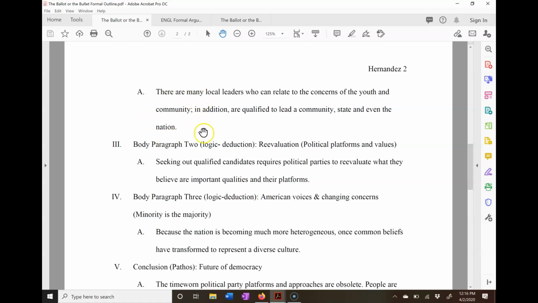And so I have one right here. I talk about these local leaders who relate to the common concerns of the youth and community, but they're not. And so that's why I call them false prophets. And then my point 2, I'm going to talk about political platforms and values. Here's my grounds for that. Paragraph 3, the American voices and changing concerns, like the minority is not considered the majority, and my grounds for that. So I have these subject headings in each body paragraph because it helps me stay focused on what that paragraph will cover. So as you start moving to writing the paper, you feel confident enough to write that paper.